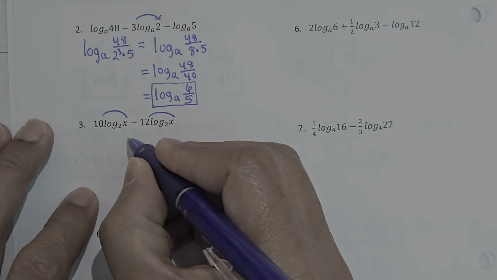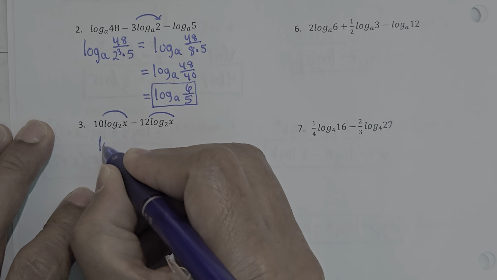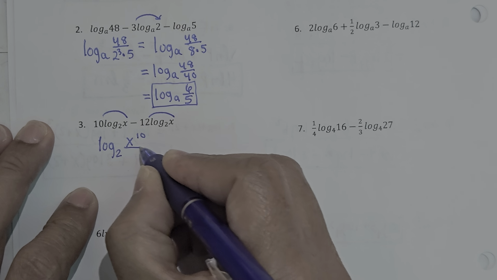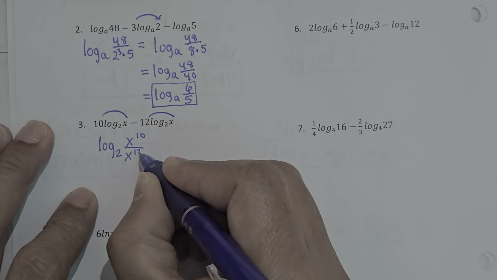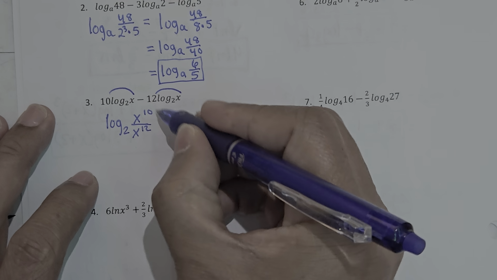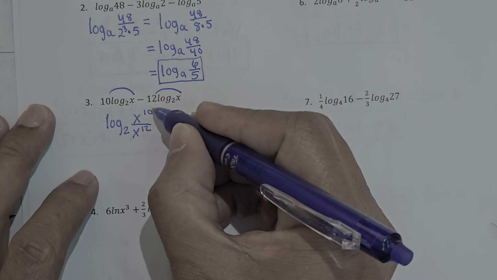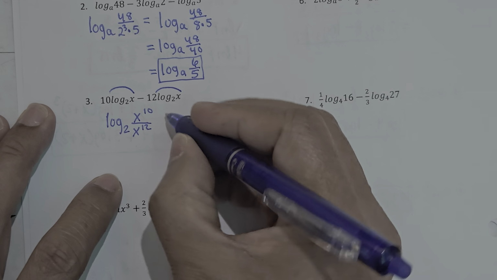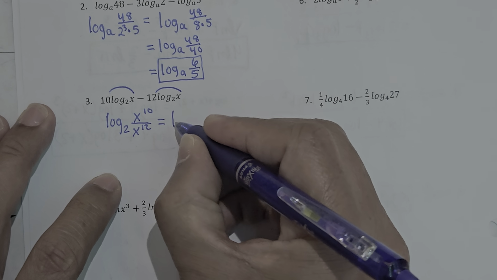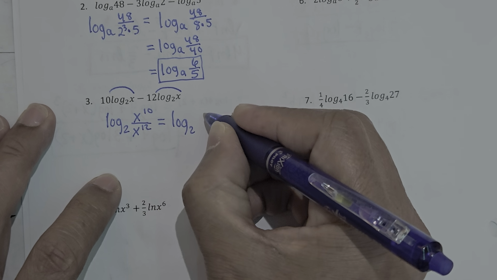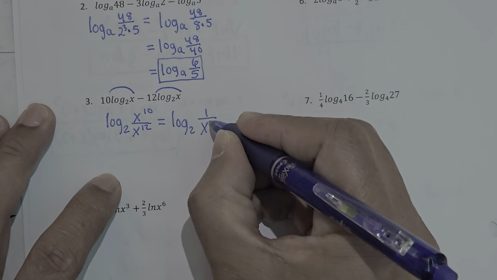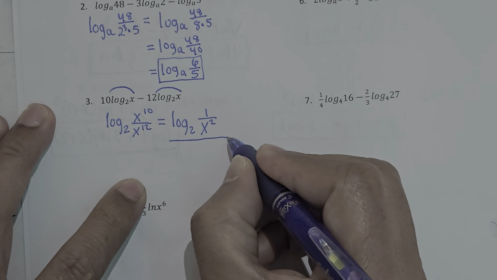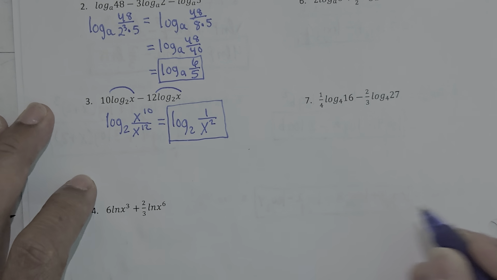So then this condenses to a single log as log base 2 of x to the 10th over x to the 12th power. Right, but now we have 10 in the numerator as a power, and a 12 in the denominator. So all we have to do is combine the powers using the properties of exponents. We can condense this in the following form: log base 2 of 1 over x to the second. If you don't remember this, you have it in your notes from the previous unit. So that is the answer to number 3.